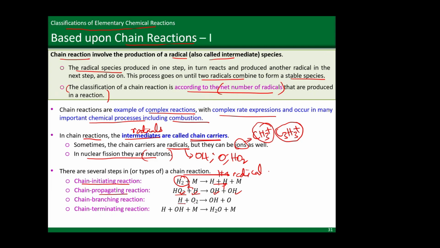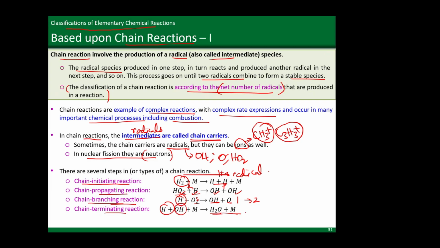Then you have chain branching, which is where explosion happens, right? You have one radical and one stable species here, and it's giving rise to two radicals, OH and O. So you had one radical on the reactant side, and you are having two radicals on the product side. So this is increasing the number of radicals. The net number of radicals is increasing, and this is an extremely important reaction in combustion. And then at the end, you have chain termination, where two radicals combine together to form a stable species.